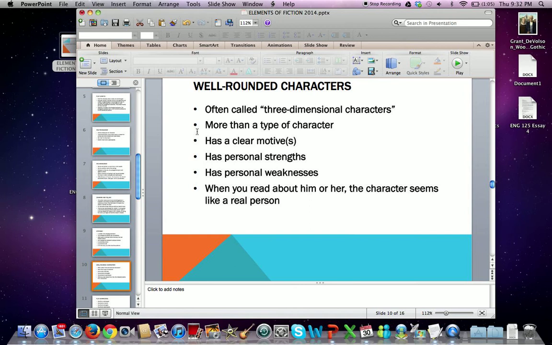Well-rounded characters, often called three-dimensional characters. That means you have a character that is more than a type. It can be a protagonist, an antagonist. It is typically a major character, a character that you need in the story. Without it, they don't work. They have a clear motive. They clearly want something. They have clear strengths of character. They have clear weaknesses. And when you read about them, they seem like a real person.